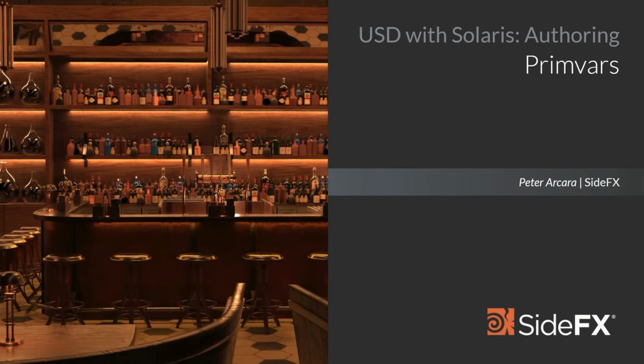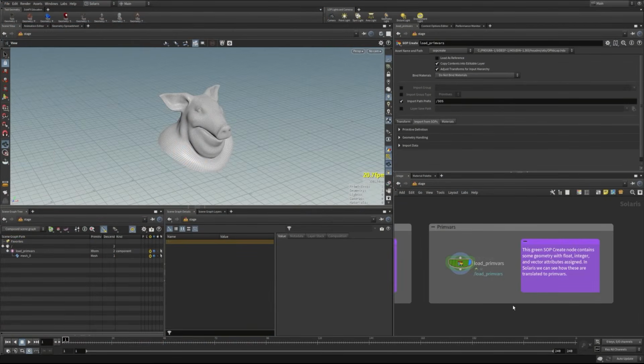Let's now talk about how extra attributes that aren't defined in a schema are brought into Solaris and USD and saved out as primvars. So here we are back in the Solaris interface. We're looking at our demo file here in the primvars section. And in this, we just have one node, and we're going to use that to see how these geometry attributes come into Solaris and get written to USD.